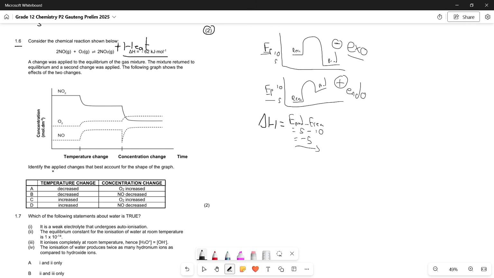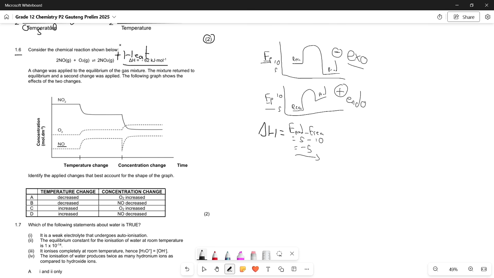So then it says, identify the applied changes that best account for the shape of the graph. So they've also told us NO is over here, O2 over here, and NO2 over there. So if we're going to look at the temperature change here, we're going to then see what we're working with. Because for chemical equilibrium, what we're trying to do is see how we can move the forward and reverse reaction based on the changes we can make.